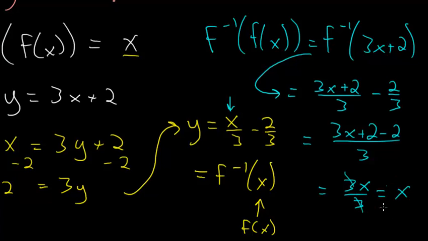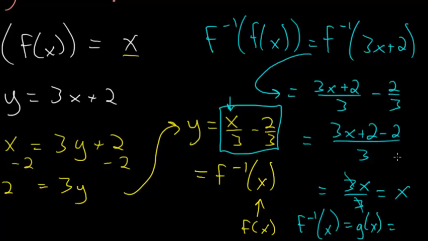And since we got back x, we now know that the inverse function is equal to g of x. And this is all equal to this function here. x over 3 minus 2/3.